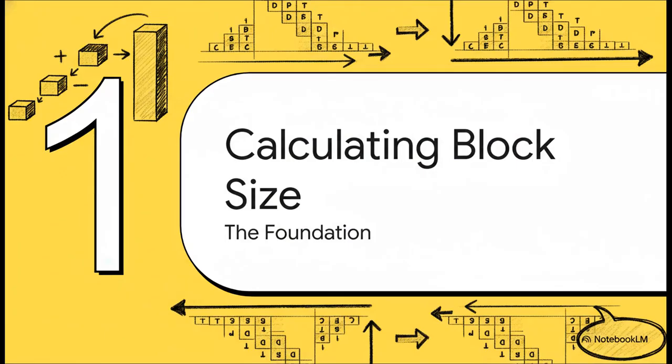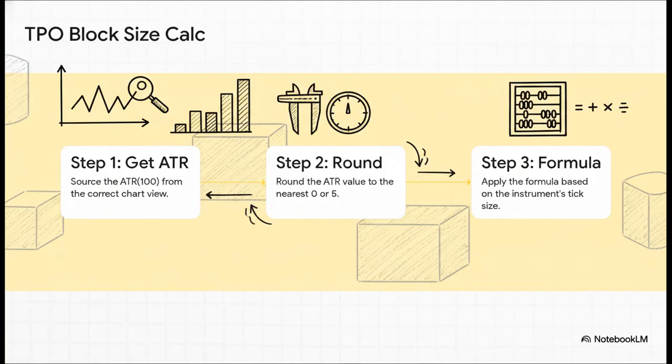All right, let's get practical. In this first section, we're going to walk through, step by step, exactly how to calculate your TPO block size. This is the absolute foundation for building that clean, structured chart we're aiming for. And honestly, it's a really straightforward three-step process. First, we need to grab the right ATR value. Second, we're going to do a quick bit of rounding just to clean up the number. And third, we apply a super simple formula to get our final block size. Let's break down each one.